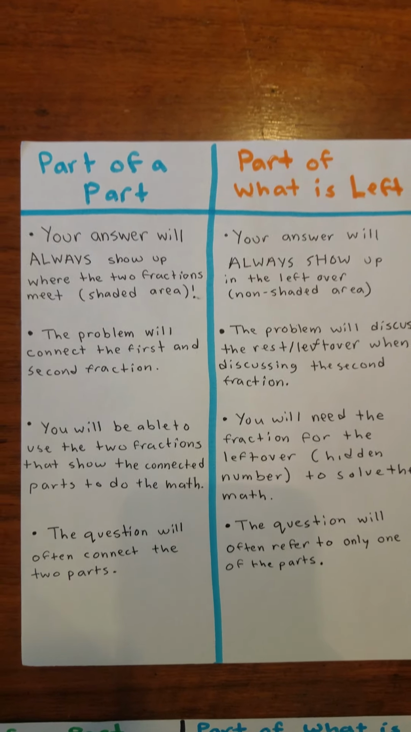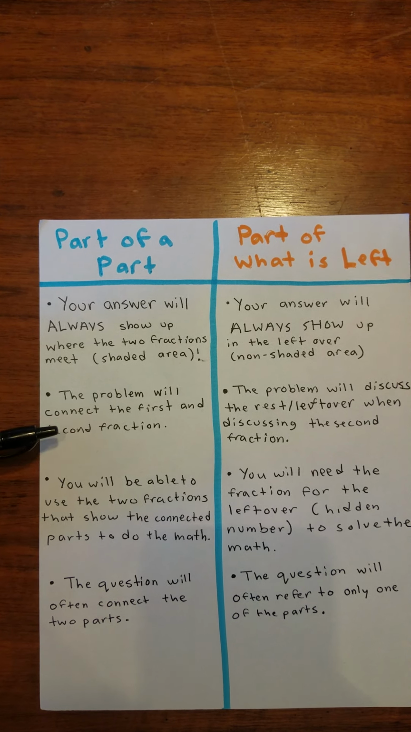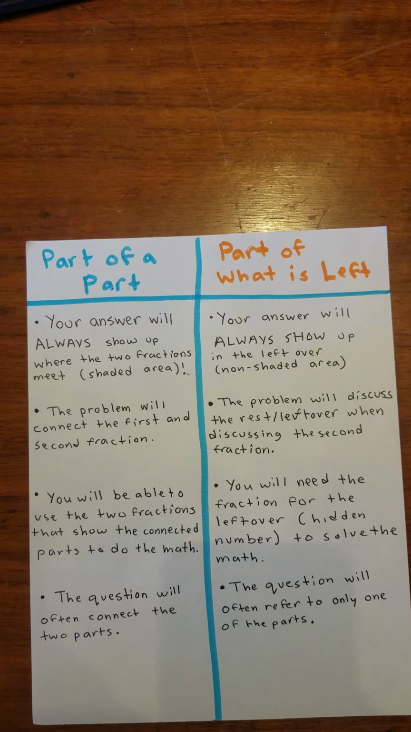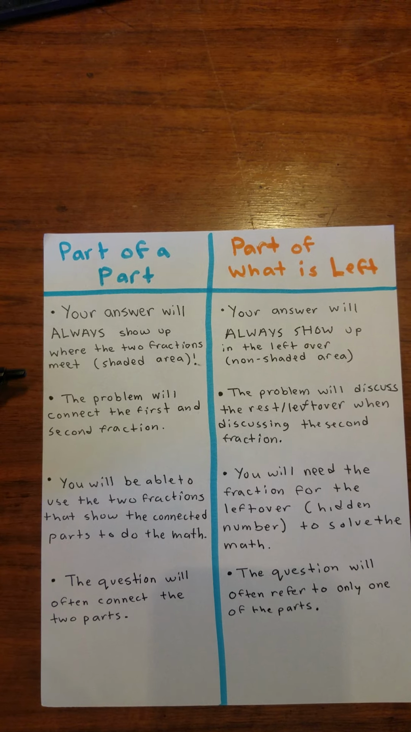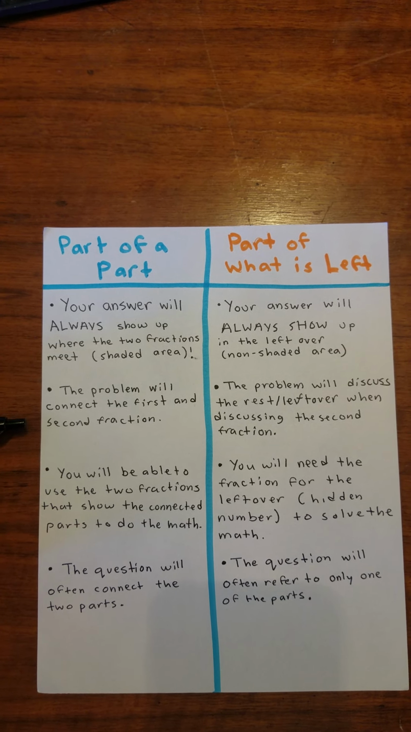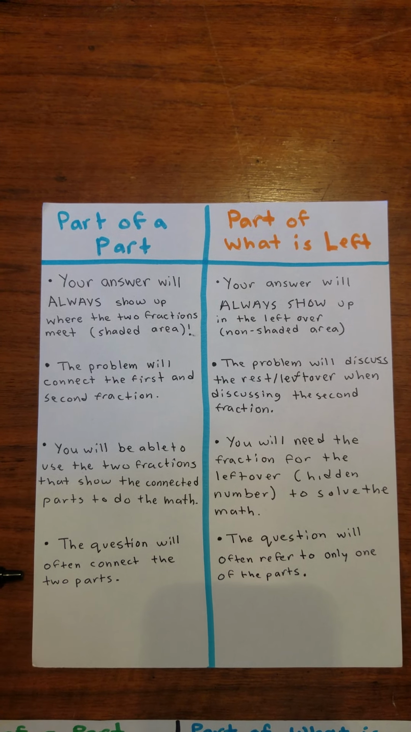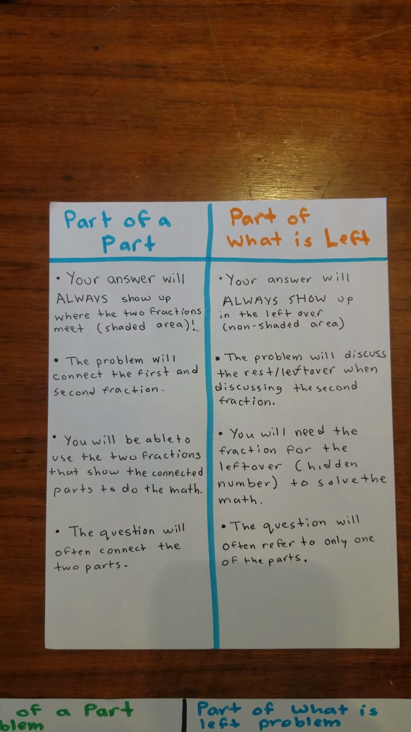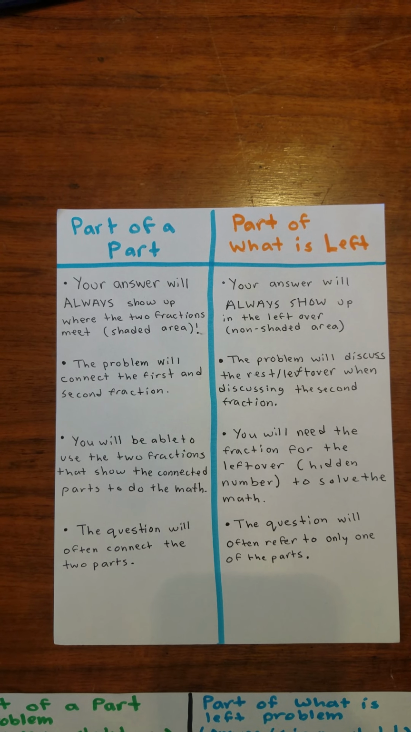First, I want you to look at this chart. What it shows you is 4 ideas that show up in part of a part word problems and part of what is left word problems. This first idea refers to what will happen in the models. The second part here refers to what you can see in the word problems. Here shows you how to help you with the math. And finally, this shows you patterns that show up in the questions. I want you to take a moment and pause and read this to make sure you understand it before moving forward. Please pause and read this chart.